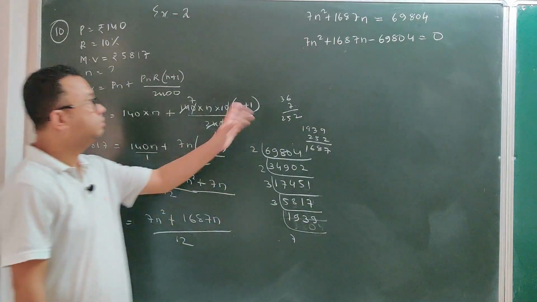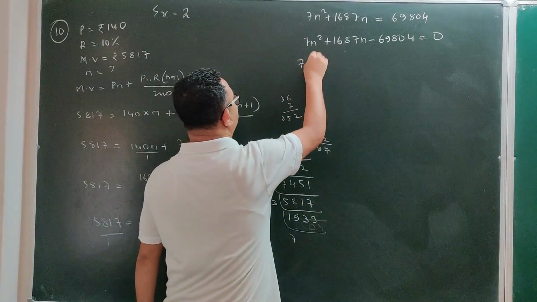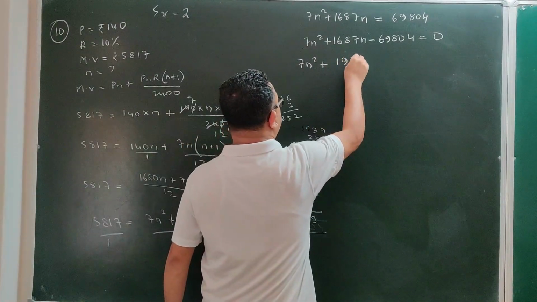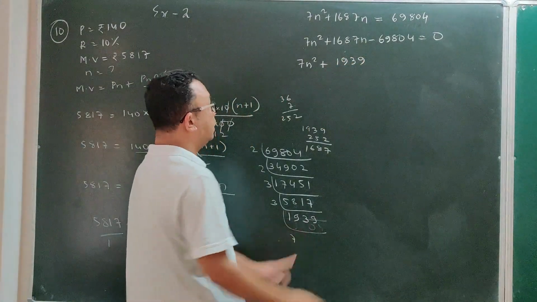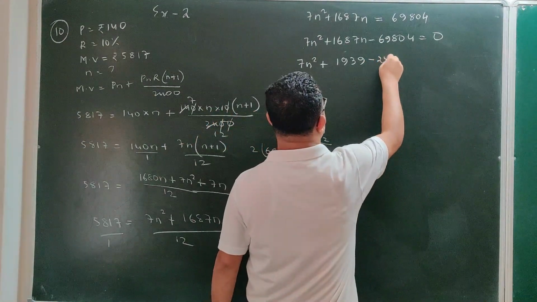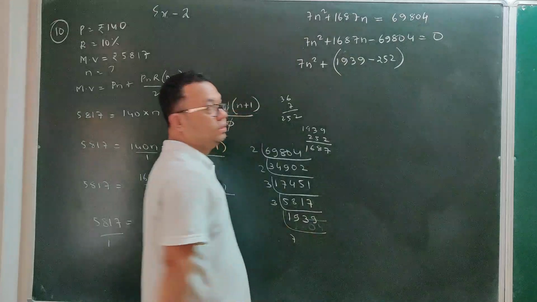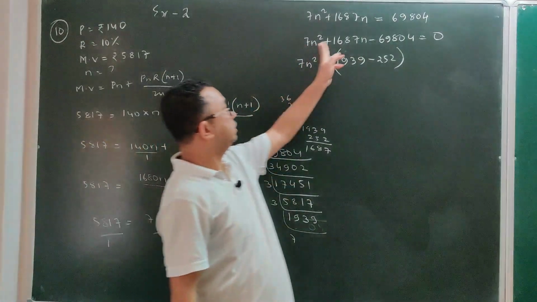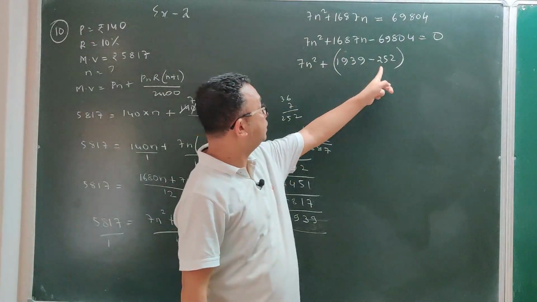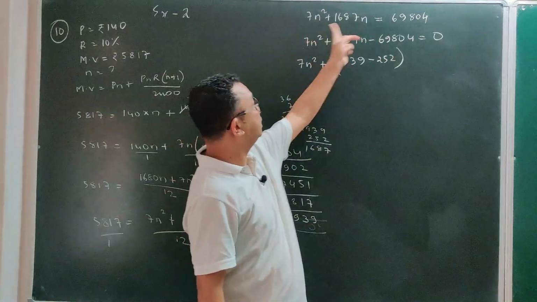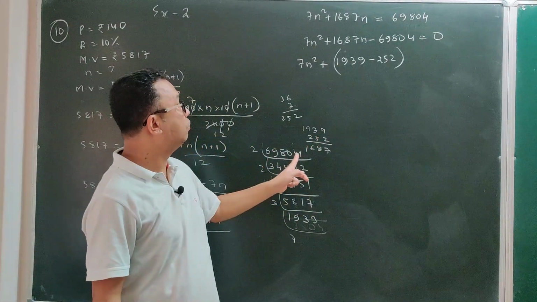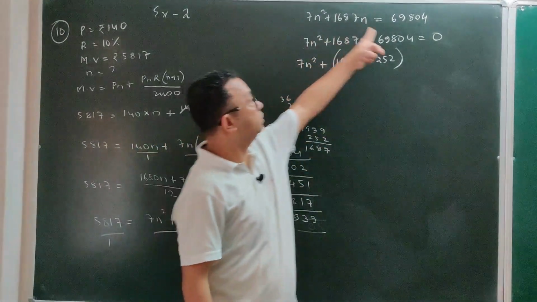This one, factors. It is 7n square. Now see, what are the factors? The factors are 1939, this 1939, if I subtract 252. The most difficult part is now to find the factor. This will multiply this, that is what I did here. And if you multiply this and this, you should get the same multiplication that you got. If you multiply 7 with this, you will get the same multiplication, which will be 69804 into 7. So this into 7.